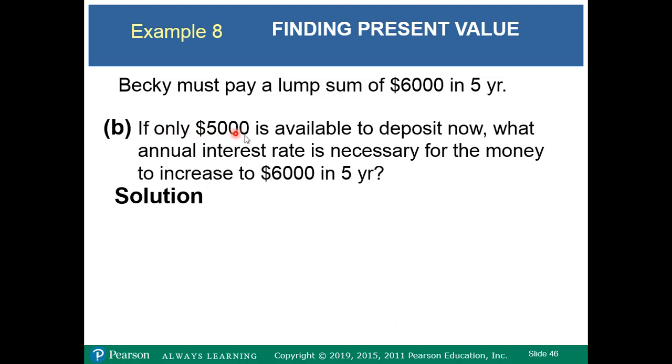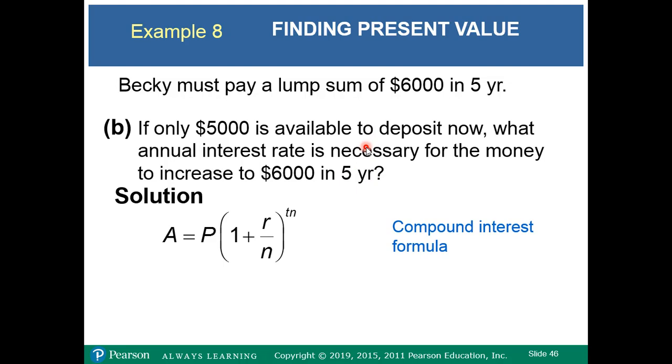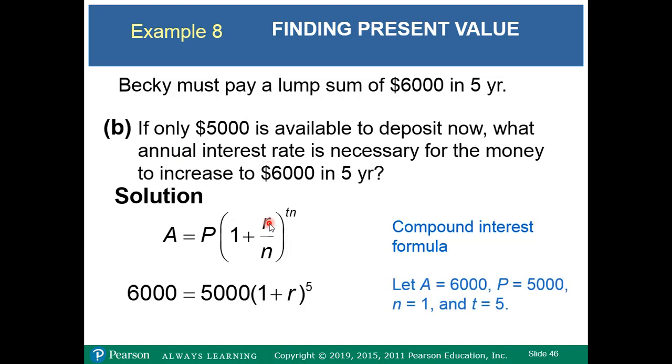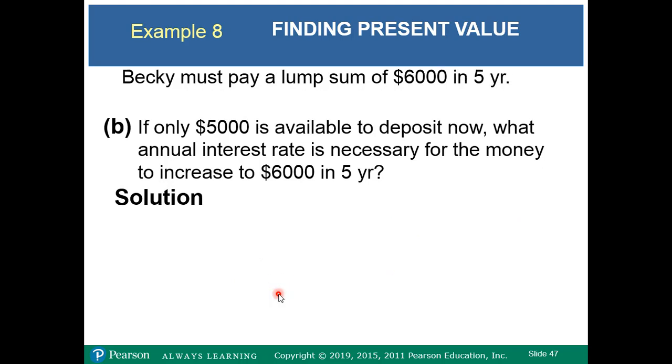Now, if only $5,000 is available to deposit now, what annual interest rate is necessary for her to get the $6,000? Okay, so what if she only has $5,000? What interest rate does she need in order to reach her goal? Now we know P, and we know A, and we know T. So now we just have to solve for R. So again, we're going to use the same formula, and plug in everything except for R because that's what we're solving for. Okay, now we're going to divide both sides by 5,000, and then take the fifth root of that and then subtract 1.